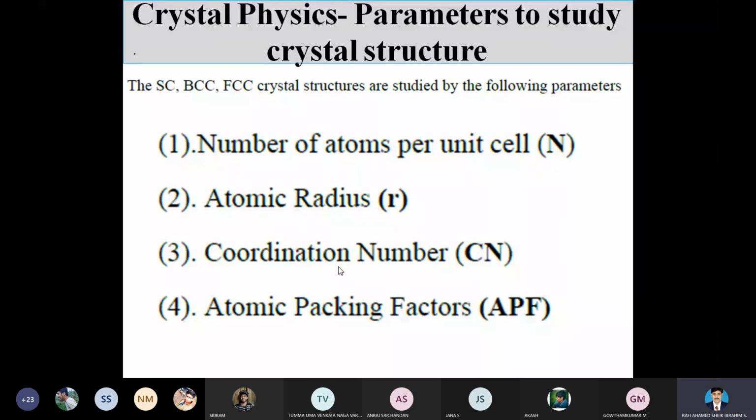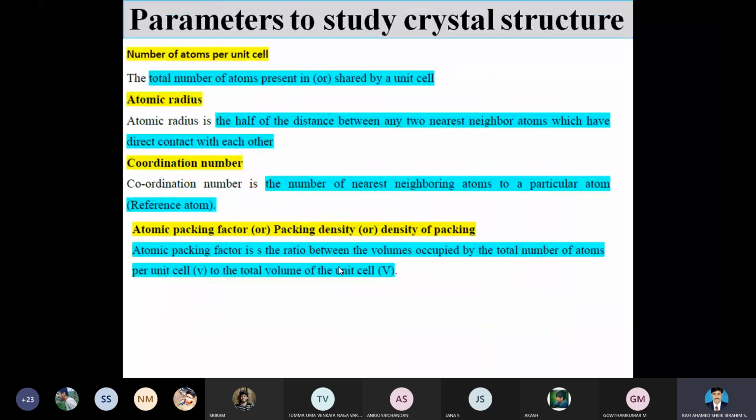Number of atoms per unit cell, atomic radius, coordination number, atomic packing factor. So let's see the parameters one by one. The first parameter here is number of atoms per unit cell. So we have to know what this number of atoms per unit cell is, because based on these four parameters only, we are going to find the conclusion.